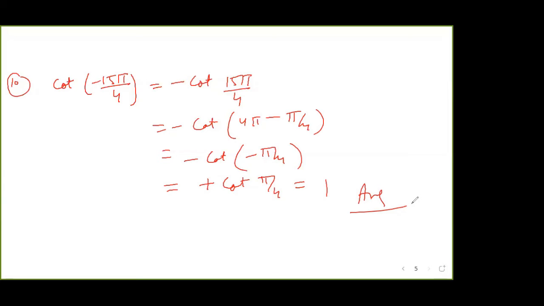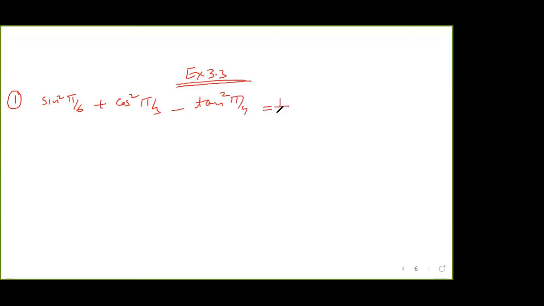Now we will do a few questions of exercise 3.3. We have discussed in the previous lecture how to do the conversion. Same conversions we will apply. Let's do question number first: sine square pi by 6 plus cos square pi by 3 minus tangent square pi by 4. Prove that it is equal to minus 1 by 2.